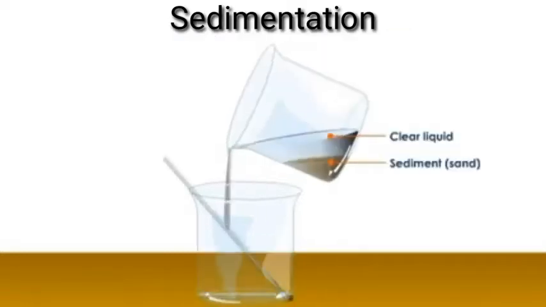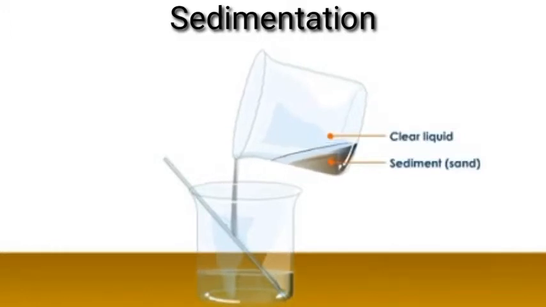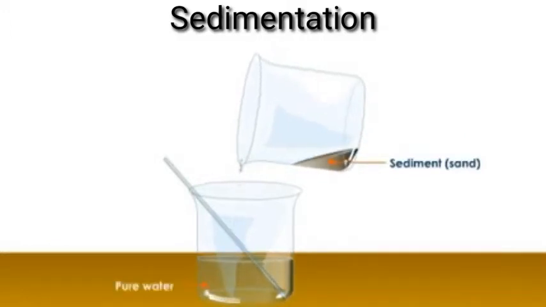The clear liquid above the sediment is gently poured off into another beaker without disturbing the sediment. This process of transferring the clear liquid without disturbing the sediments is known as decantation. I hope you understood, children. There are two methods here, sedimentation and decantation. I hope you understood. So next is filtration.